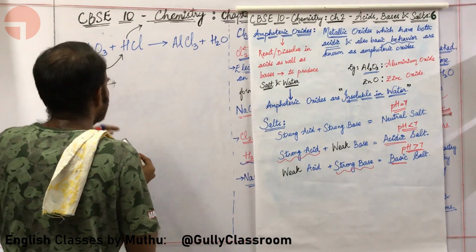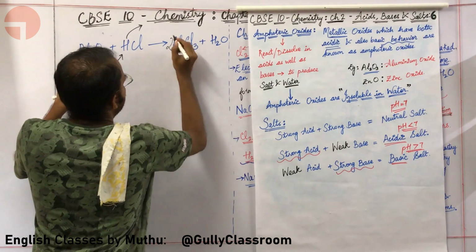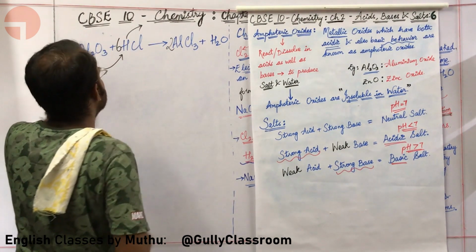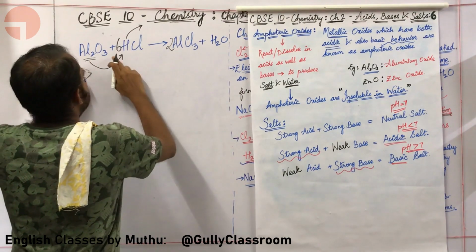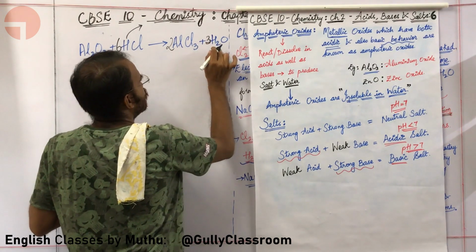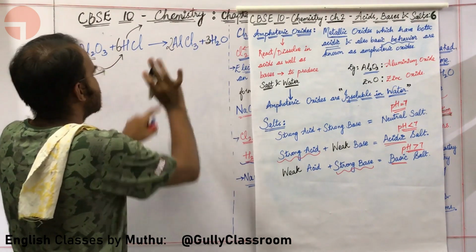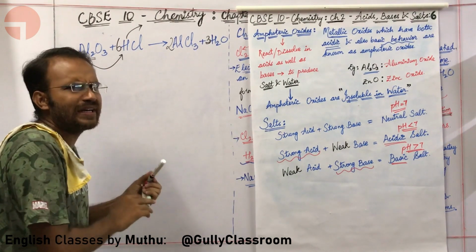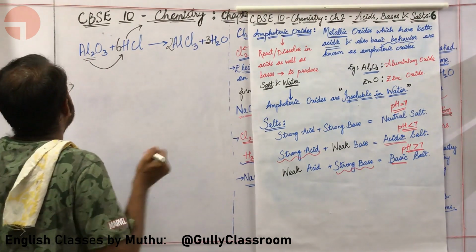Okay, let me balance this particular equation. Here I have 2 aluminium, so I am going to put a 2 here. So I have 6 chlorine, I am going to put a 6 here. I have 6 hydrogen, so I am going to put a 3 here. 3 into 2 is 6 hydrogen. Oxygen is 3 on both sides. This equation is balanced.